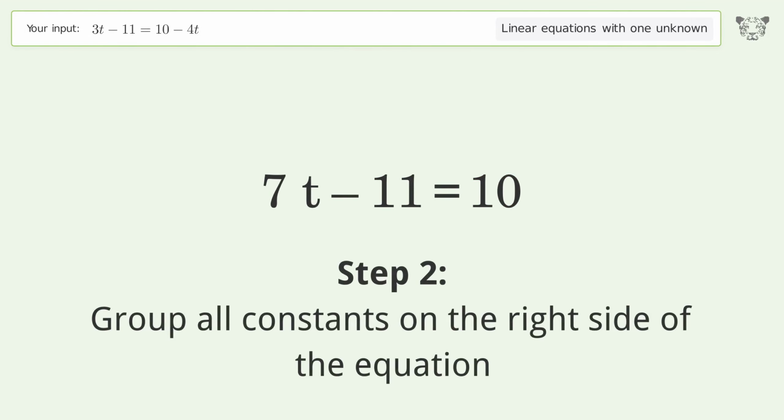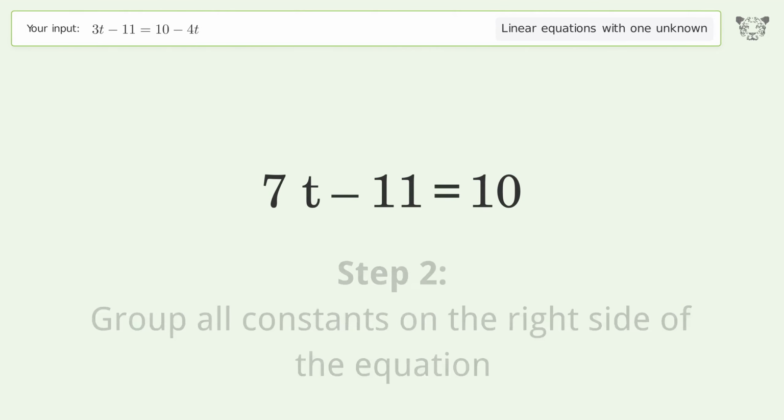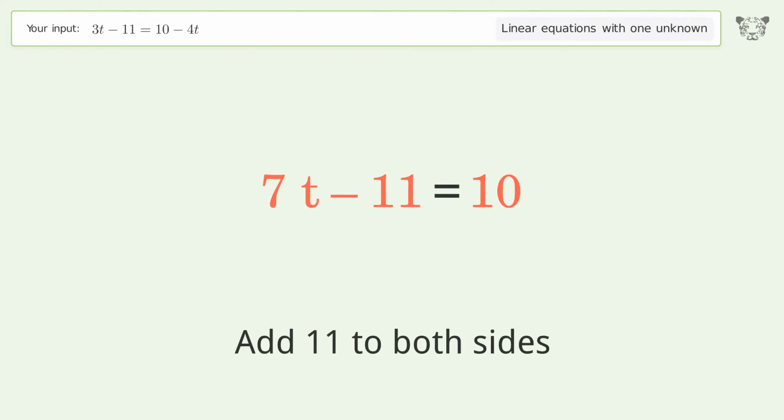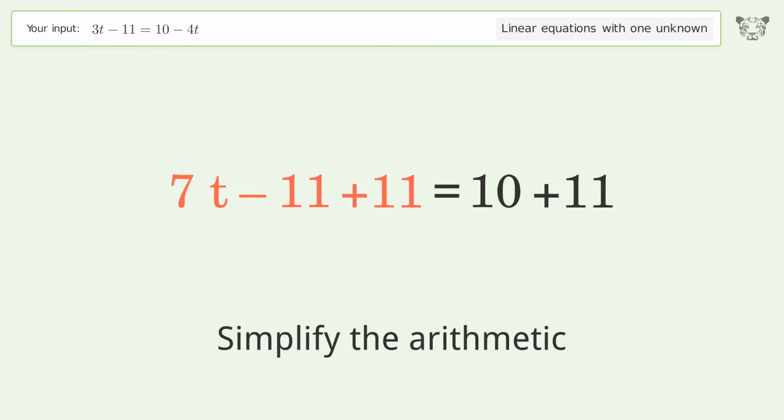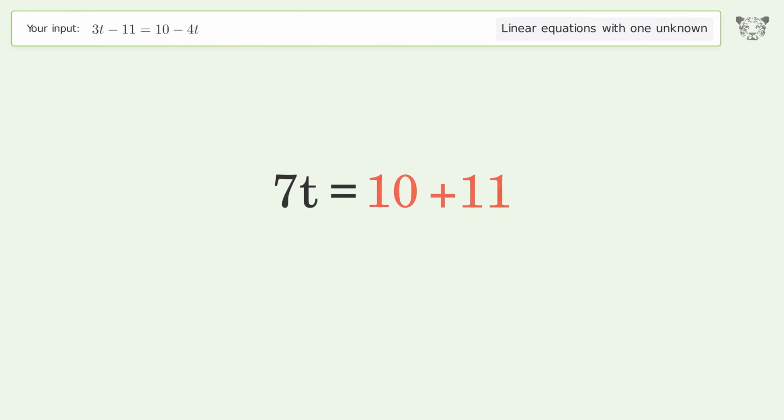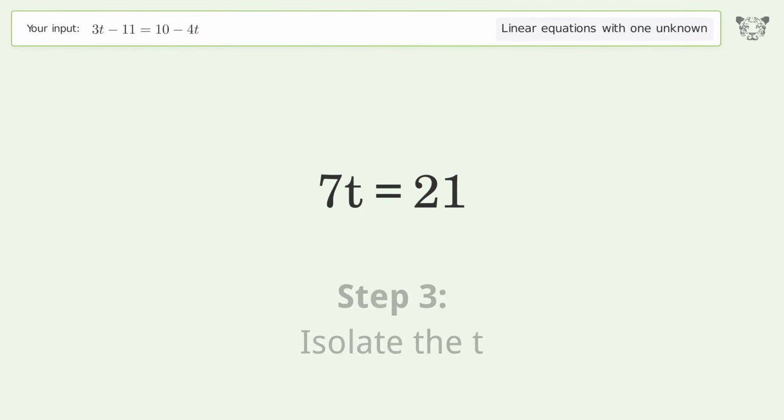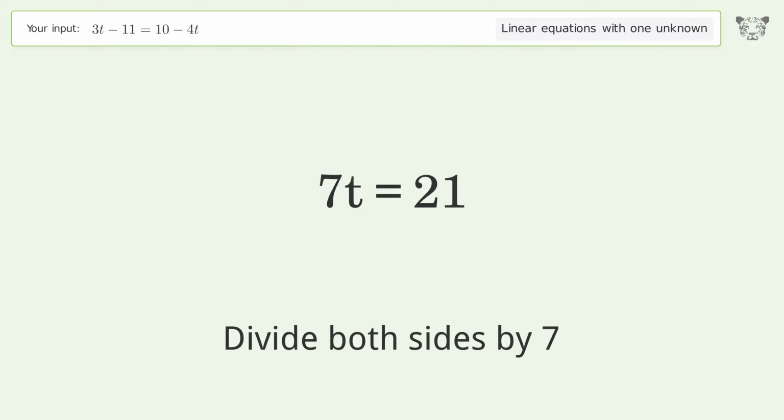Group all constants on the right side of the equation. Add 11 to both sides. Simplify the arithmetic. Isolate the t. Divide both sides by 7.